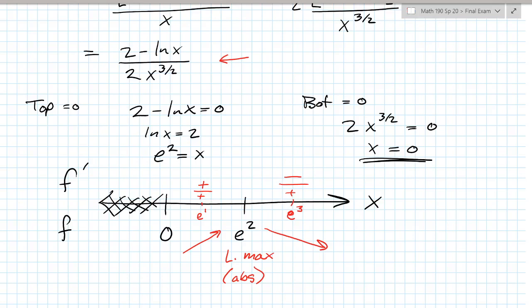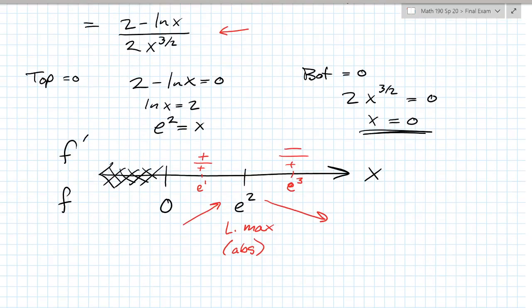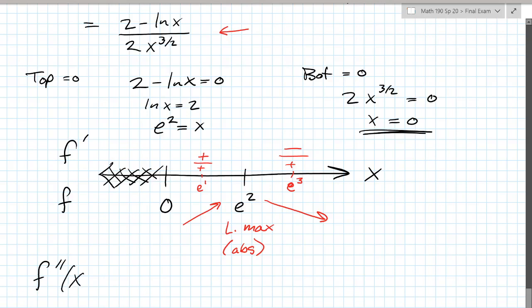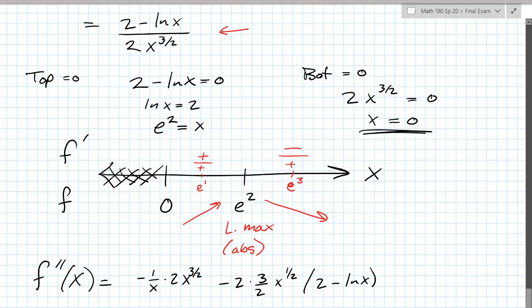Now we want our second derivative and our second derivative information. So I'm going to use the quotient rule and take the second derivative: derivative of the top times the bottom, minus the derivative of the bottom times the top, all over the bottom squared.